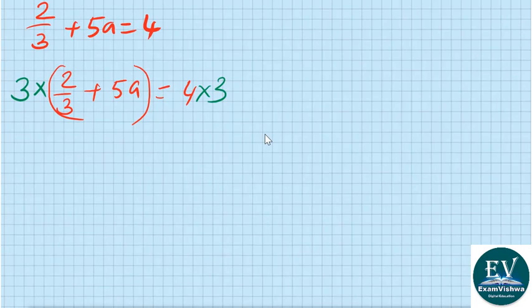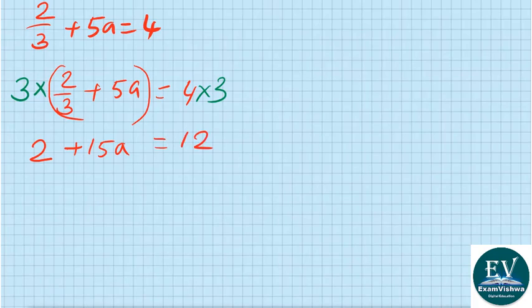Okay, I don't think these are all difficult for you. Now we will apply our common sense to open the bracket. 3 into 2/3 means only 2 will be there. 2 will be there. Three into 5a, 15a. Bracket open. This is 12.